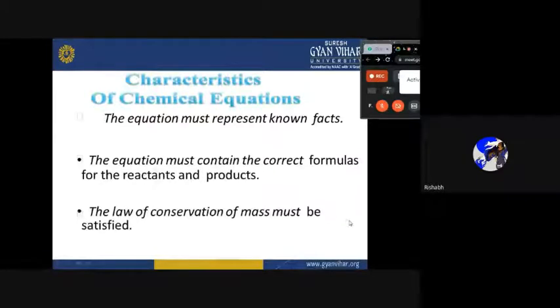So what are the characteristics of a chemical equation? The equation must represent known facts. The equation must contain the correct formulas for reactants and products. The law of conservation of mass must be satisfied. Because of this third condition, we saw different numbers prior to a molecular formula in a chemical reaction, because of the law of conservation of mass.